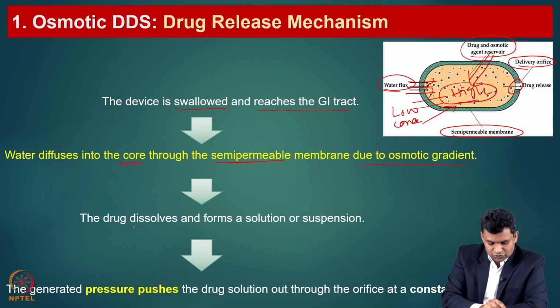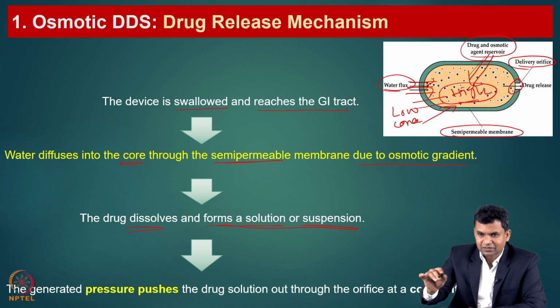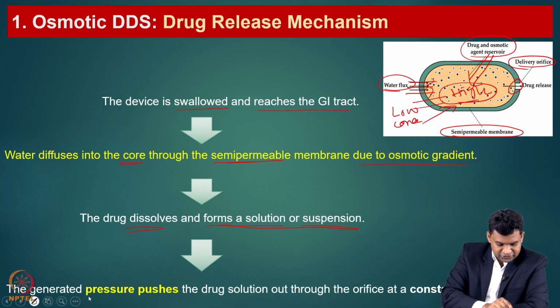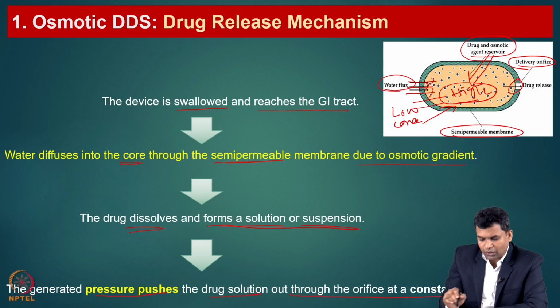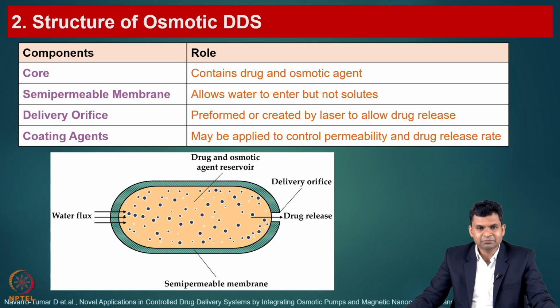The drug dissolves once the water has entered. The drug dissolves and forms a solution or suspension, then it will leach out or leak out from this orifice, but that will be controlled by the osmotic pressure. So, the pressure pushes the drug solution out through the orifice at a constant rate, right. So, this is the release mechanism of the osmotic drug delivery systems.